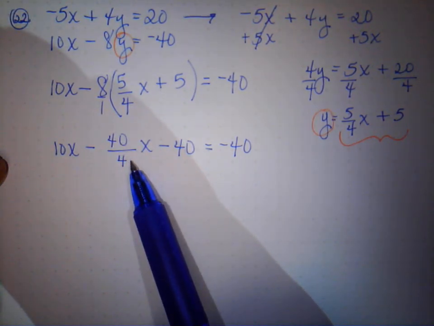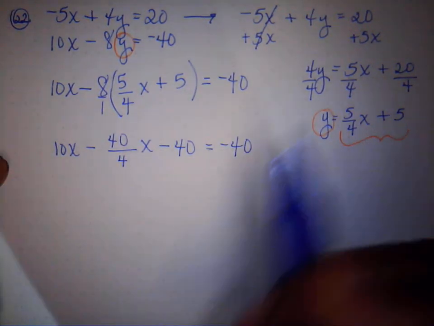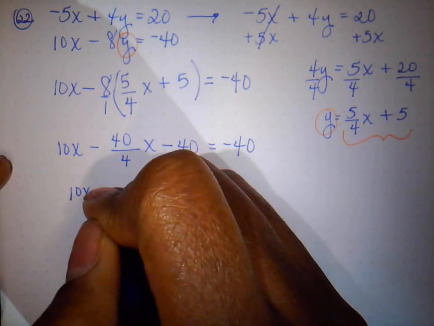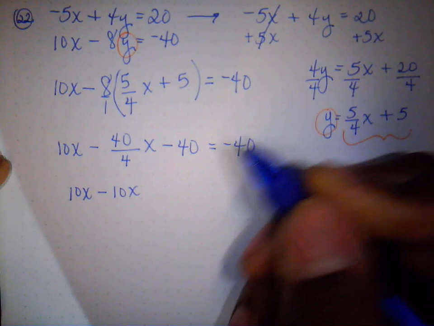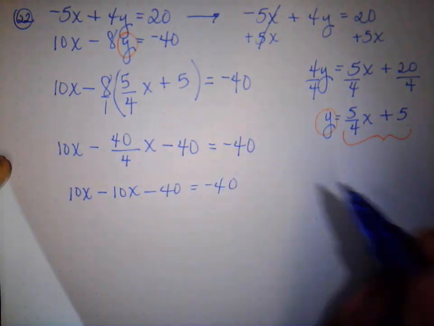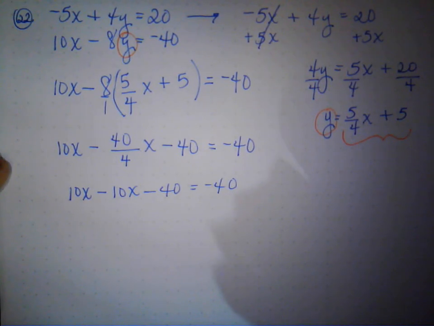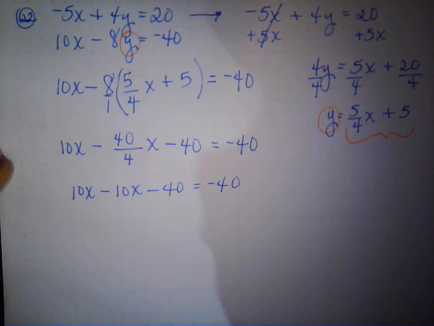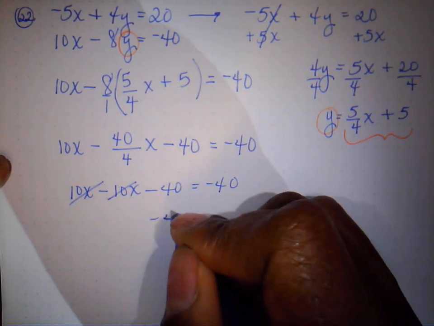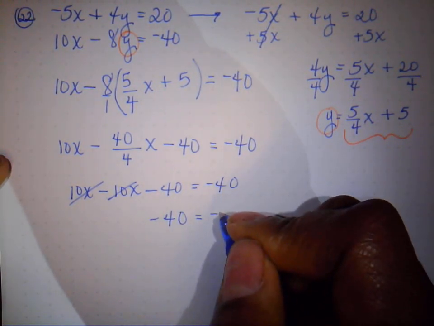40 divided by 4 is naturally going to be what? Okay, so I'm just going to go ahead and rewrite it. So now I have 10x minus 10x minus 40 equals negative 40. Well, looky there. 10x minus 10x is what? Cancel out, right? And I have negative 40 equals negative 40.